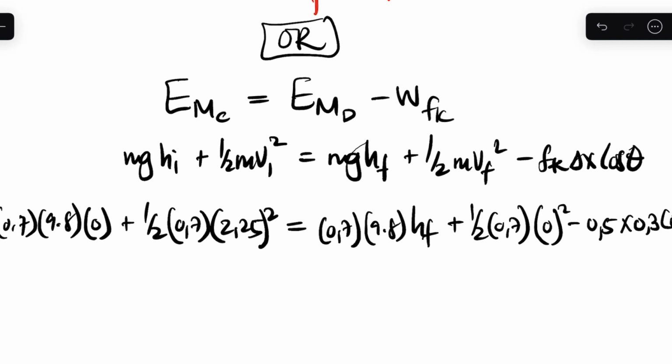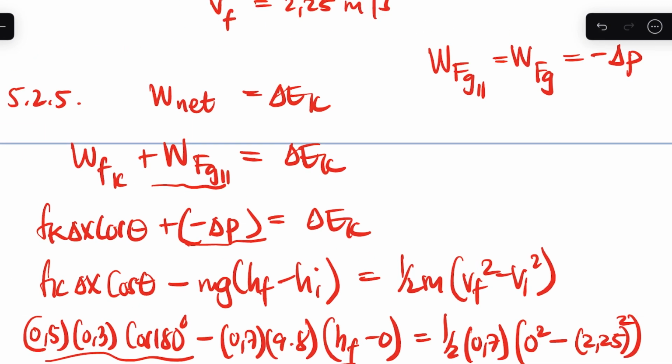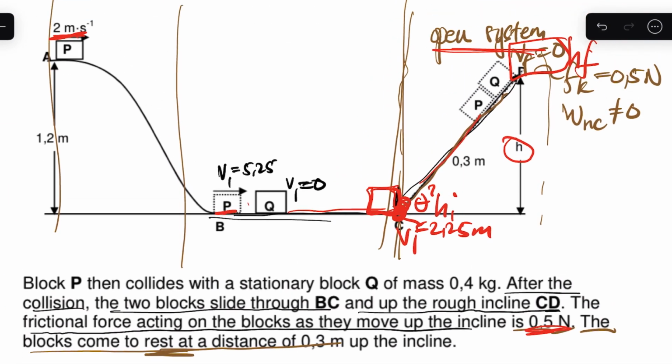So if you do the math here, guys, the height final is going to be 0.25. So the height final is 0.25. It reached 0.25.